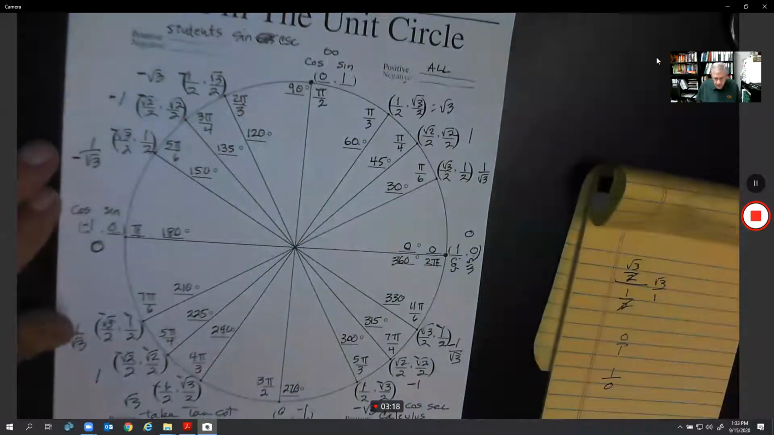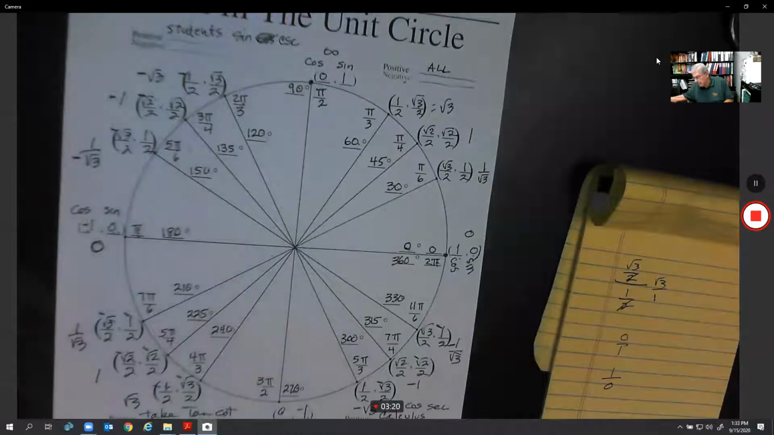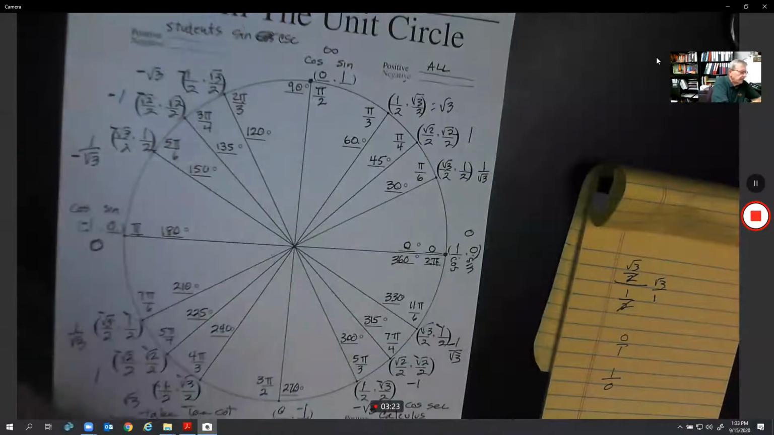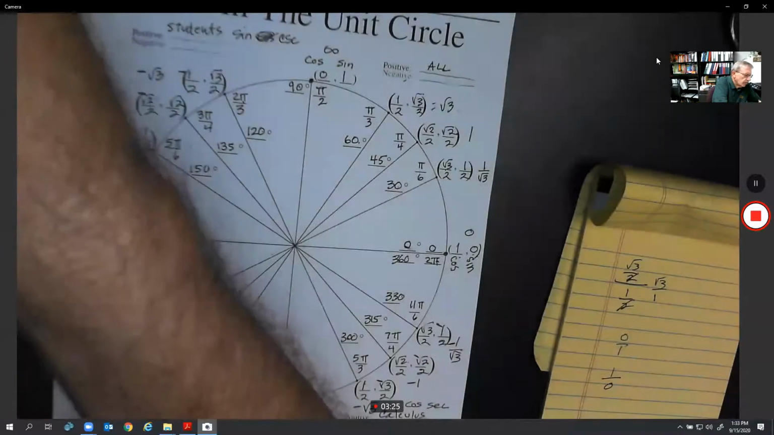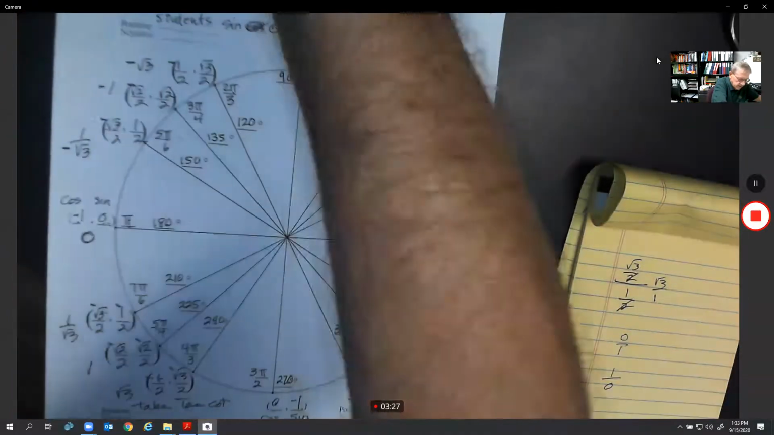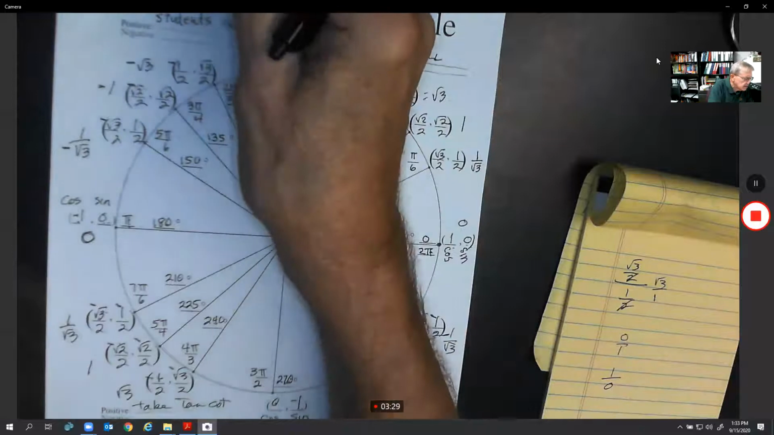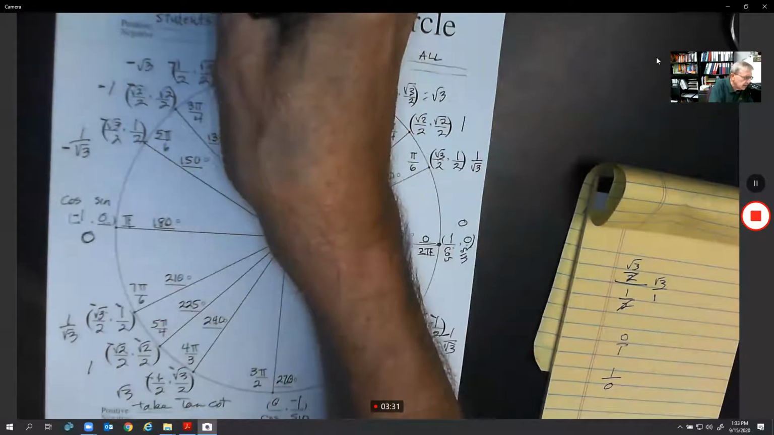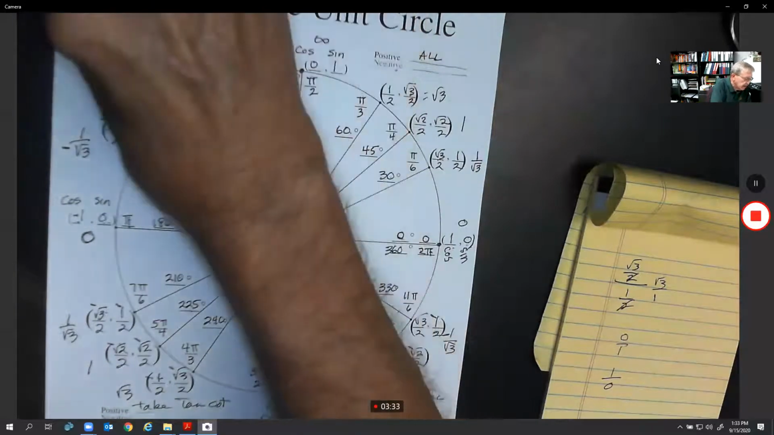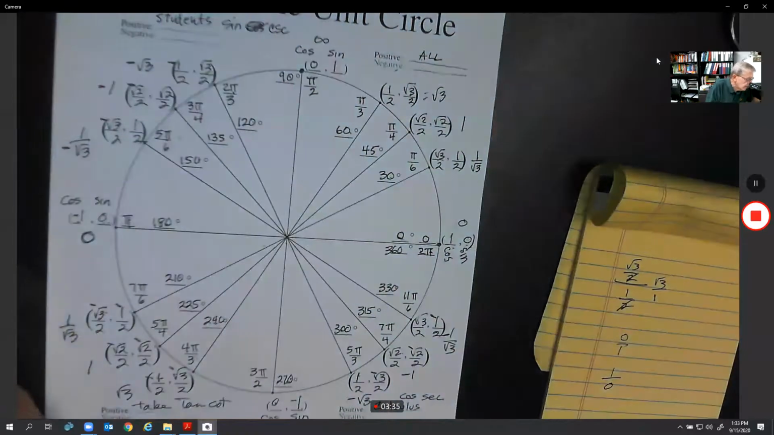So if I want to find some problems, let's grab some out of the book here real quick. This is what, 2.3, I think this is. I'm hoping it is. Okay, it's not. 3.2, huh? 3.2.